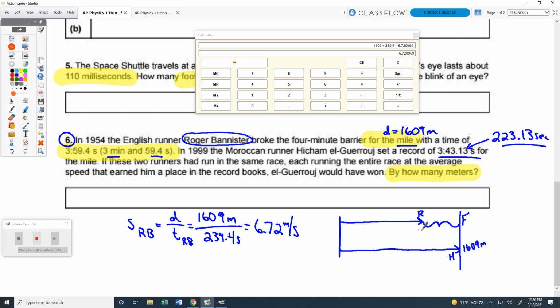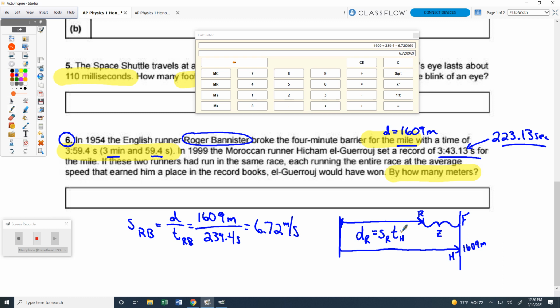In other words, if I can figure out the distance that Roger has run when Chacham has actually finished the race, I should be able to figure out what this missing little piece is. I'm going to call it Z. So to do that, I'm going to come back. I'm going to use the speed of Roger Bannister, but I'm going to actually use the time that Chacham uses to run the race. And that'll find this distance from here to here.